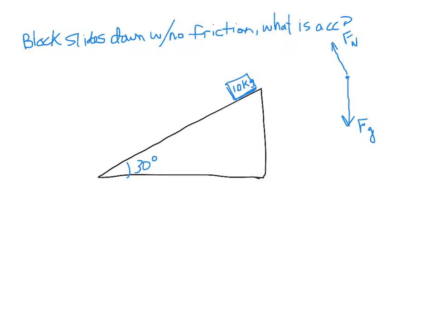Which means, if you think about this, if you were able to move the gravity force and slide it up here, it would end up like this, yeah? And then that would result in a resultant vector that's going down the incline.